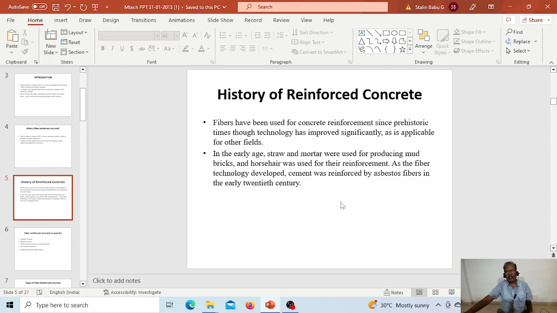In the early years, straw and mortar were used for producing mud bricks, and horsehair was also used. That is also a fiber. As fiber technology developed, cement was reinforced by asbestos fibers. These asbestos sheets were also used 30-40 years back. Asbestos is a fiber, in the early 20th century.